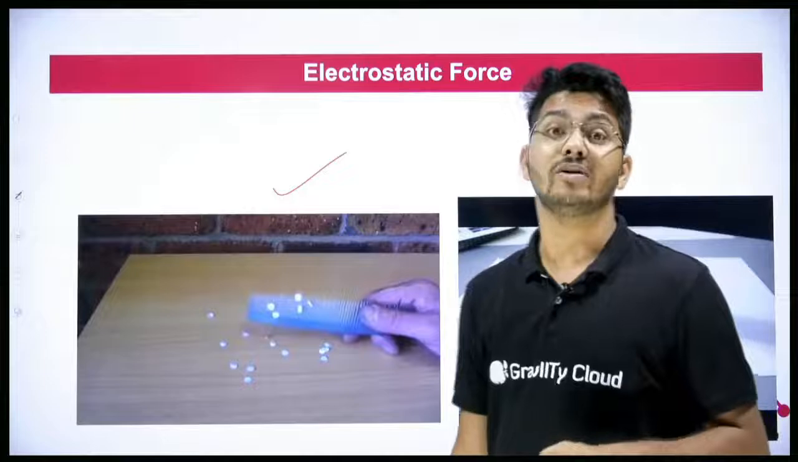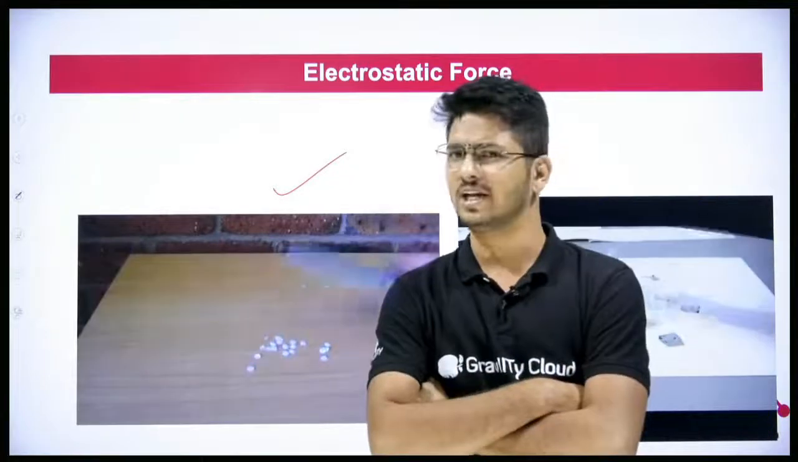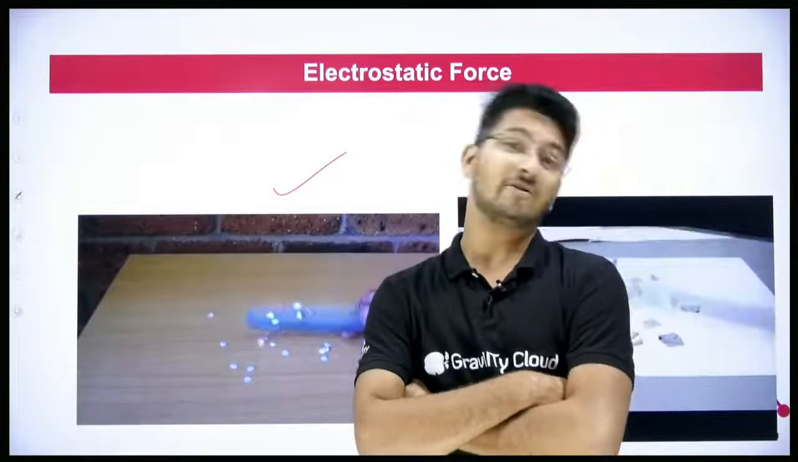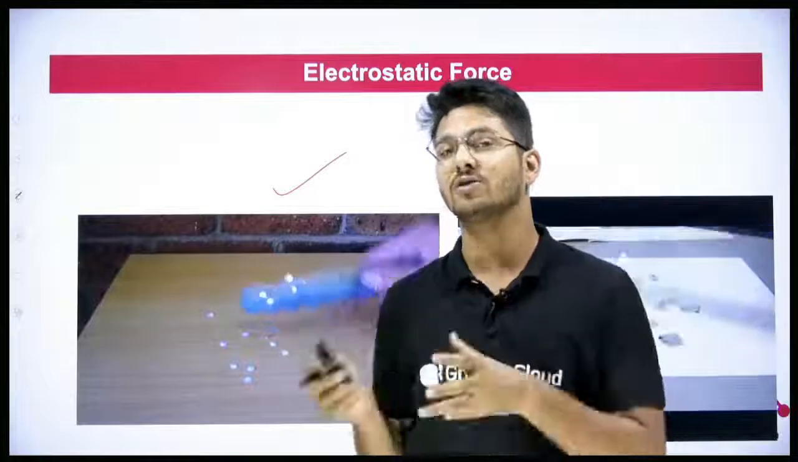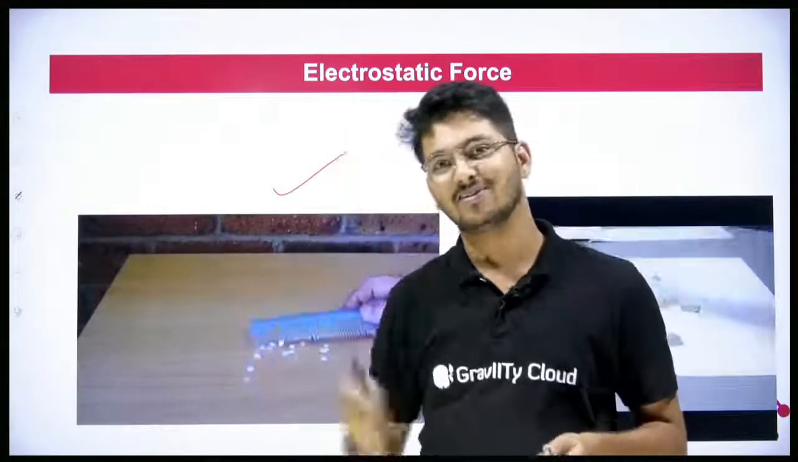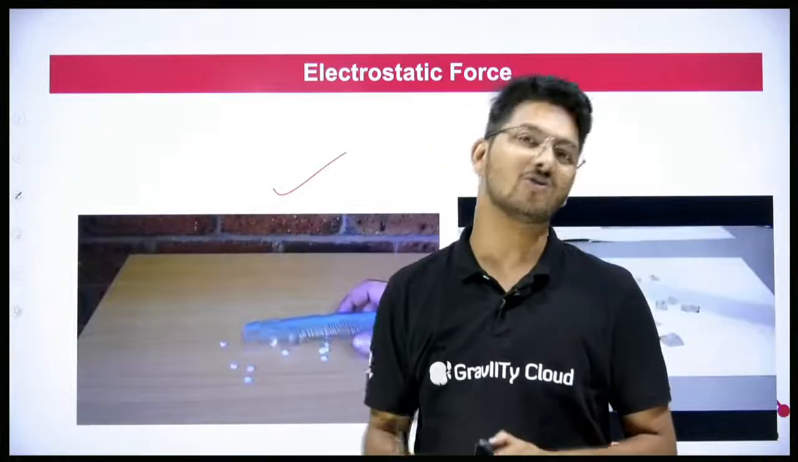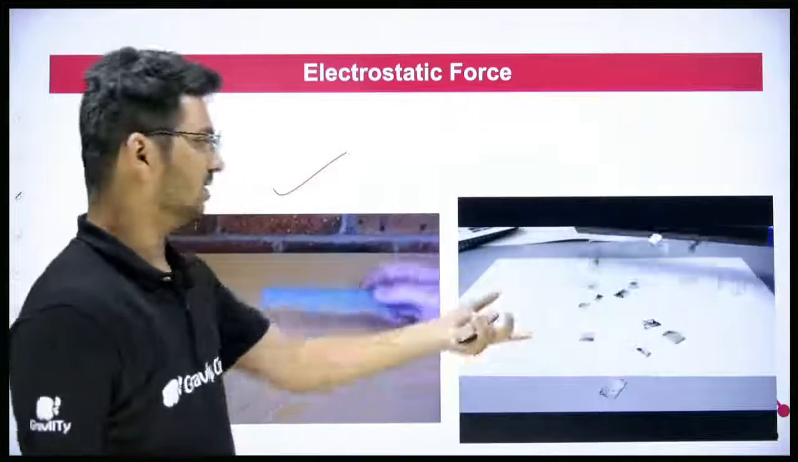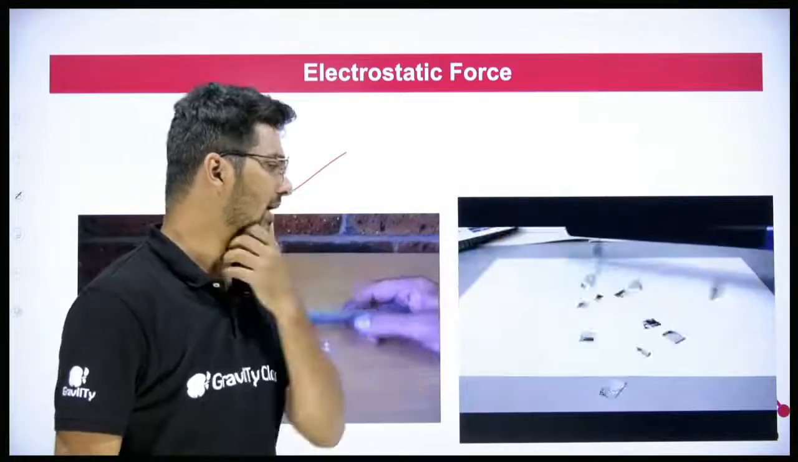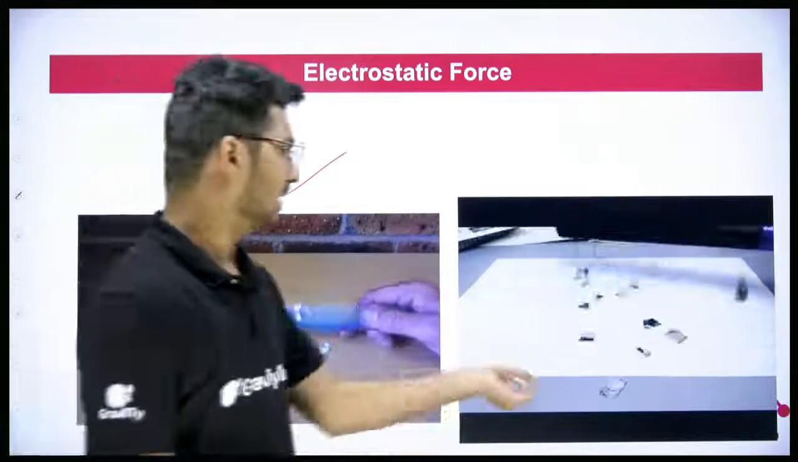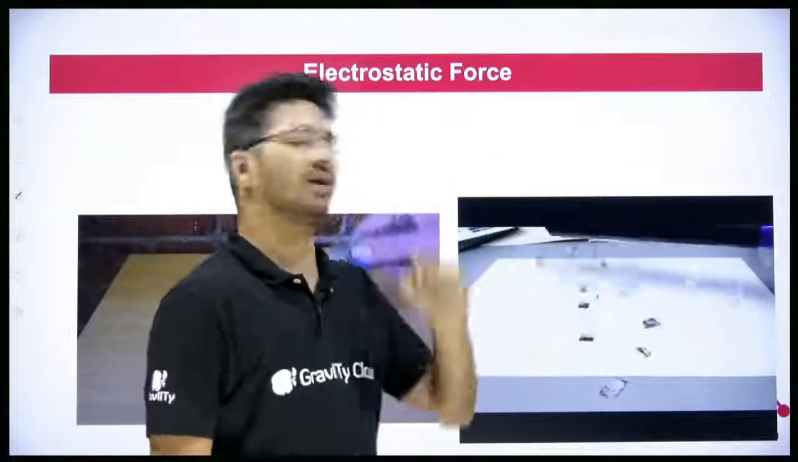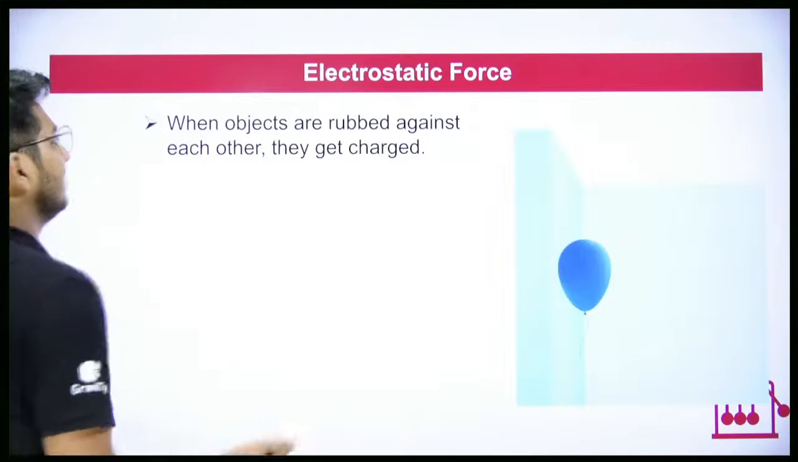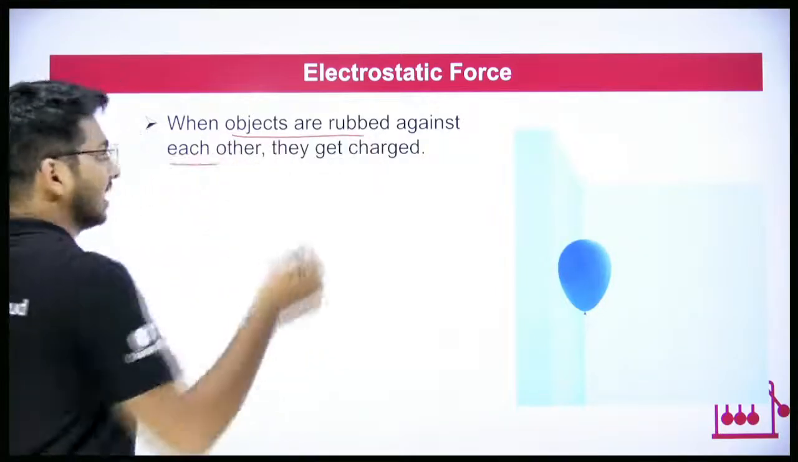The question is, which type of force is acting? Is it gravitational? No. Is it magnetic? No, plastic is not a magnet. So there should be some other force. And how did that force start? By rubbing the comb on your hair, yes or no? Another similar case is here. A rod has been rubbed with a cloth, and aluminum foil bits are flying towards the rod. Similar examples, right?